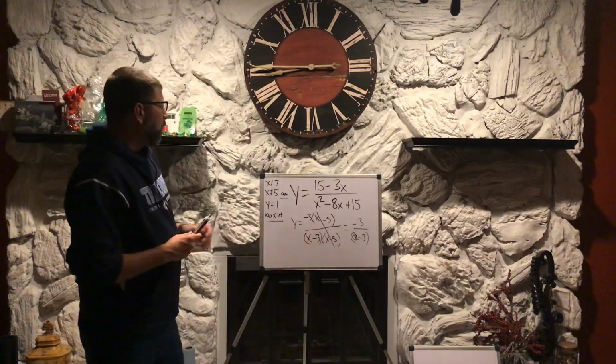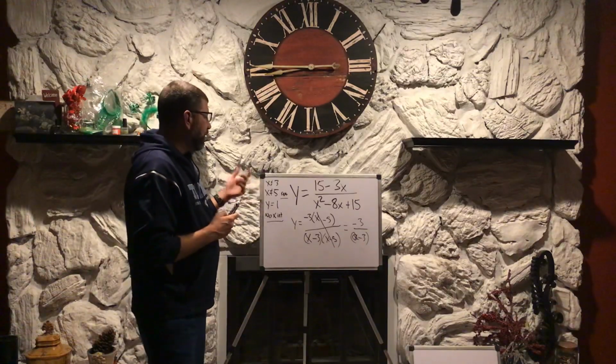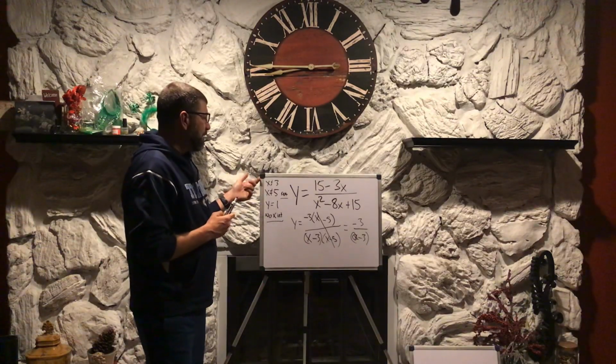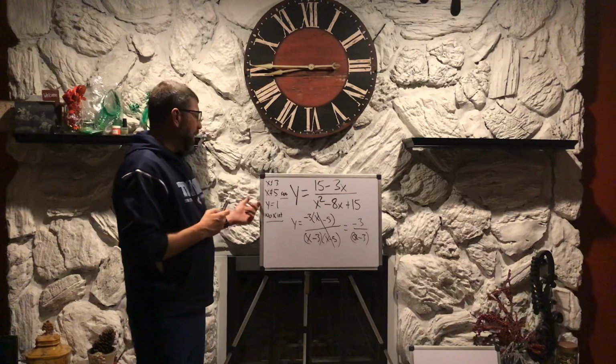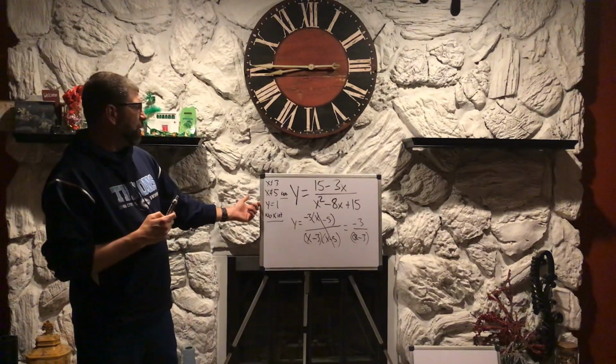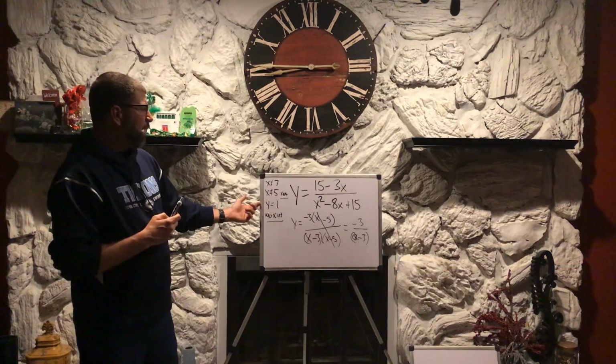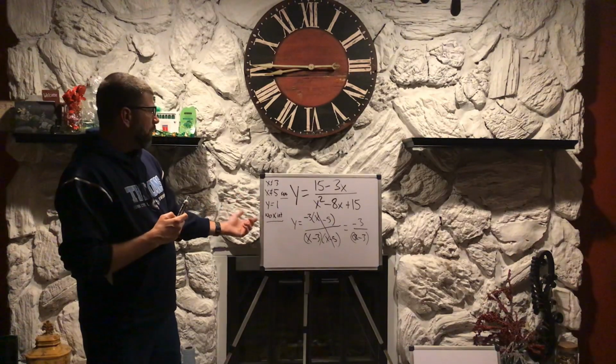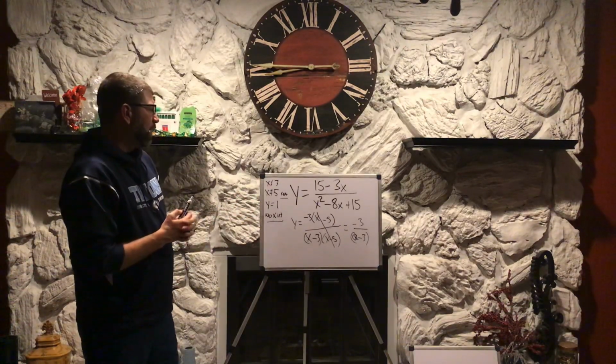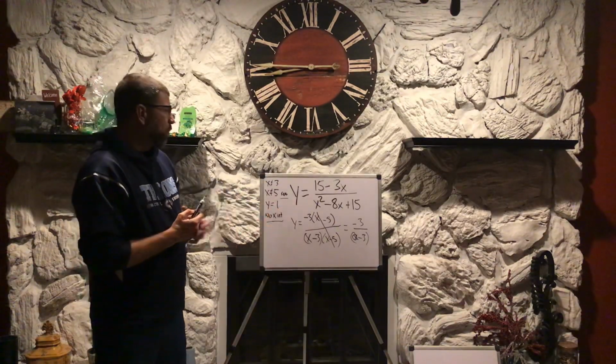Okay, so I've got zeros at 3 and 5. 5 is removable. 3 is not removable. My y-intercept is at 1. And then there's no x-intercept. If I make y equals 0, it doesn't work.